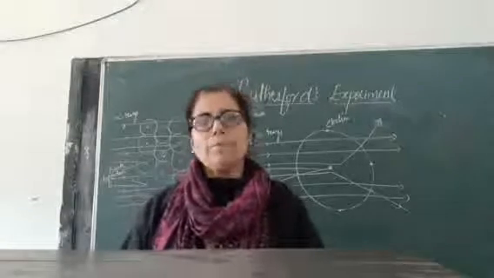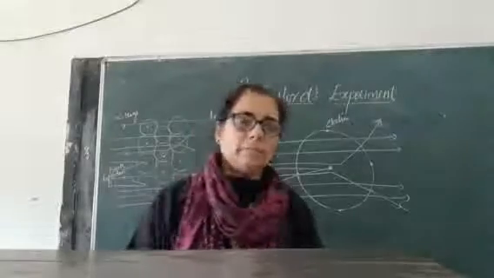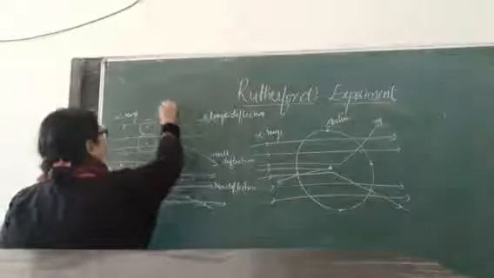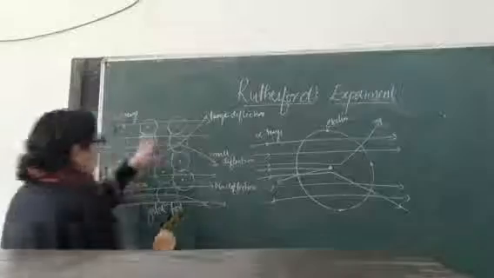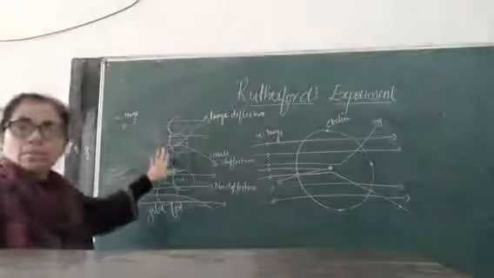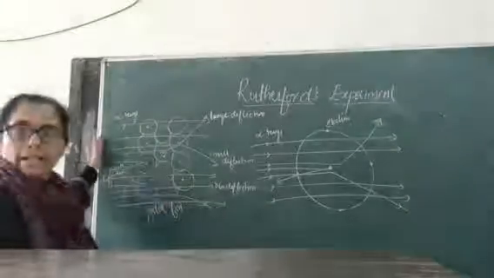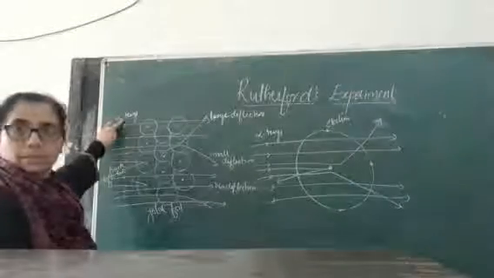So Rutherford came forward. According to Rutherford, he did one experiment. He took a gold foil. This gold foil shows its atoms. This is the gold foil, and from one end, through a slit, he passed X-rays.